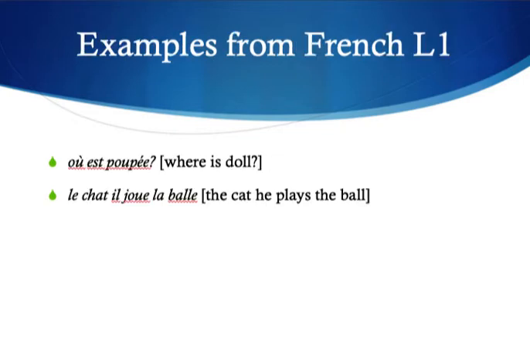So I'll show you a few examples here from French. First language French, a child might produce something like où est poupée, where the determiner is left off, or a longer string like le chat il joue la balle, where the preposition with or avec is left out. So these are sentences that certainly resemble the syntax of French, but there are elements missing. They communicate exactly what the child wants to say, but it is still telegraphic to some degree.